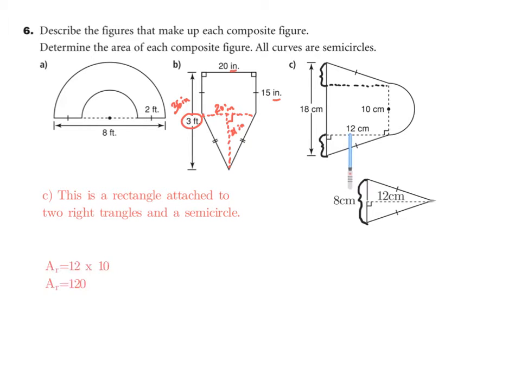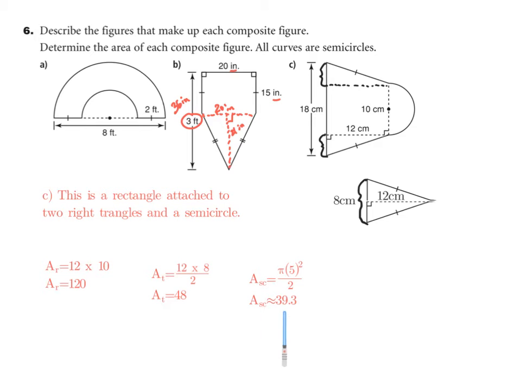Area of the rectangle is 12 times 10, that's 120. The area of this triangle is base times height divided by 2, so 8 times 12 divided by 2, which is 48. And the area of this semicircle is, remember, don't use 10 because that's the diameter. We want to use 5, the radius. So pi times 5 squared divided by 2.